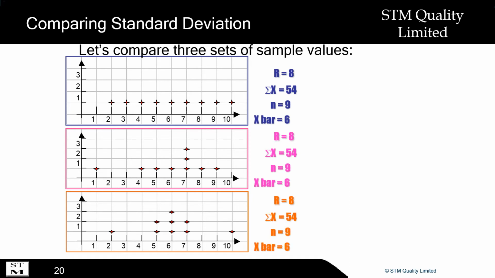The range, the sum of x, the number of samples, and x bar all have the same set of values for each chart. However, here we can see the standard deviation is different for each set of sample values.